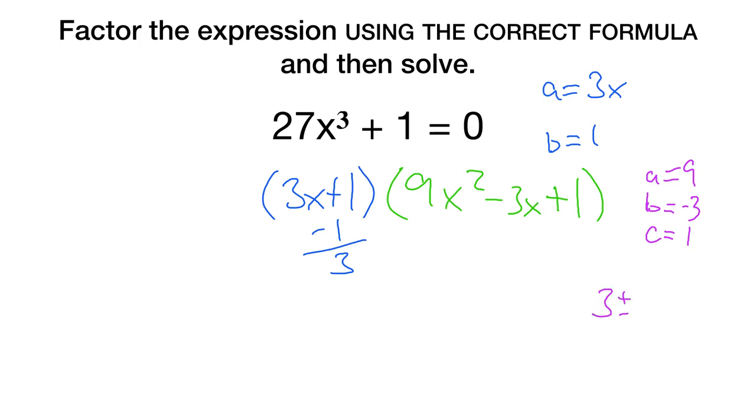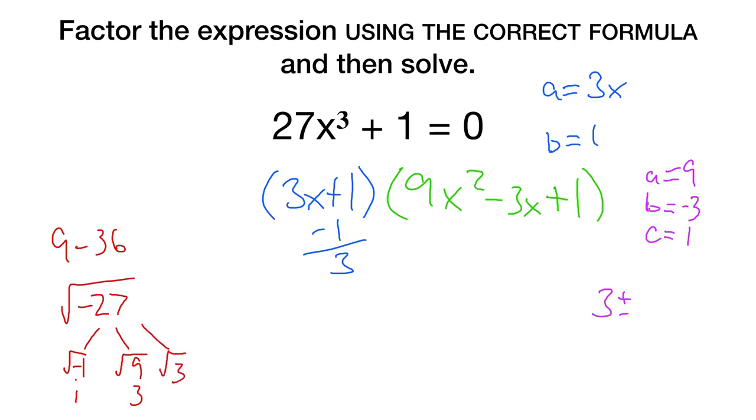3 plus or minus, now over to the left where I'm going to find the discriminant. 3 squared is 9 minus 4 times 9 is 36. That becomes the square root of negative 27. Square root of negative 1 is i. Square root of 9 is 3. And we're left with the square root of 3.